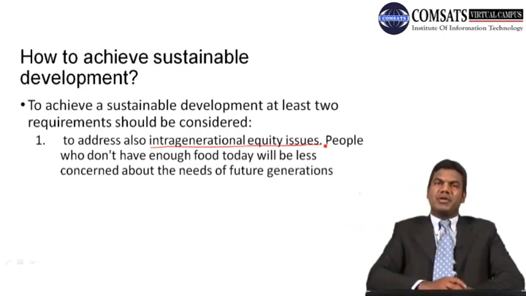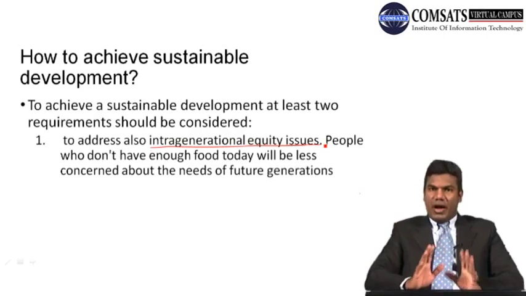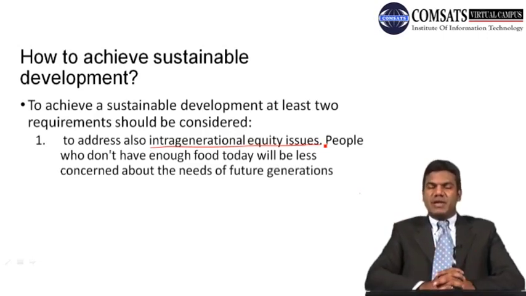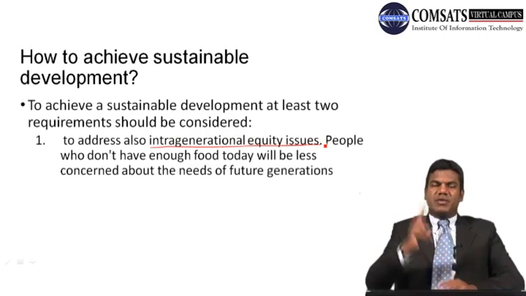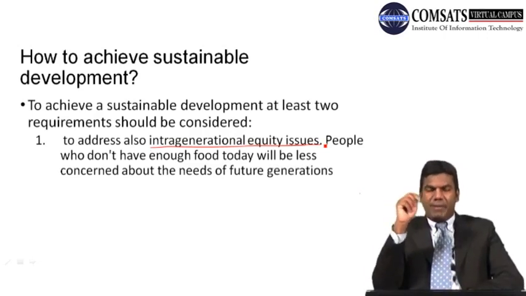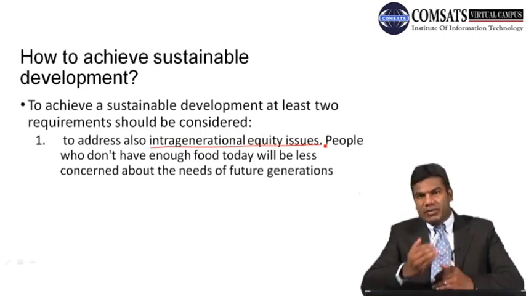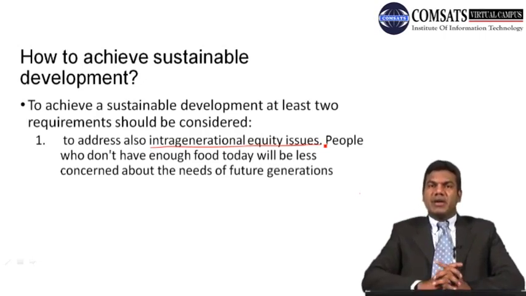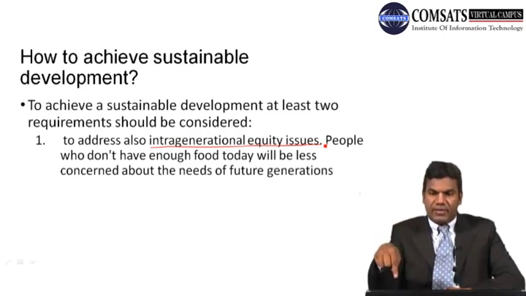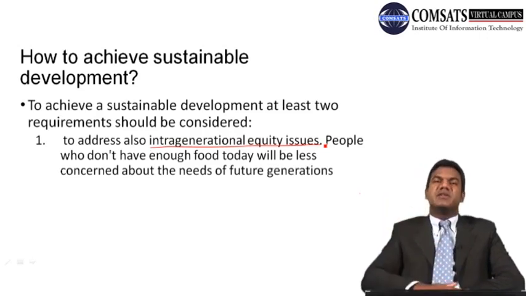So how to achieve sustainable development? We say that in order to achieve sustainable development there are two requirements. Number one, to also address intra-generational equity issues. Why? I have written the reason ahead: people who don't have enough food today will be less concerned about the needs of the future generation.